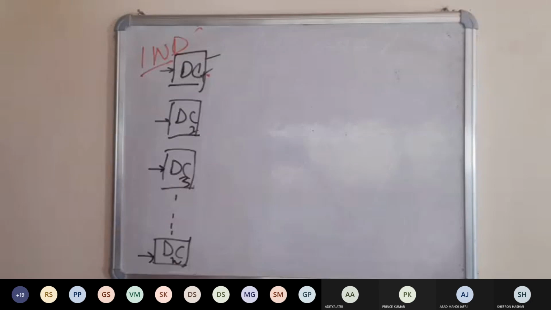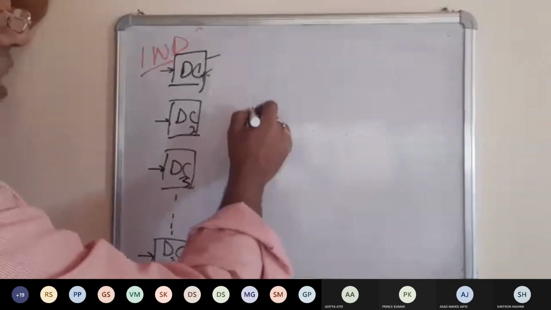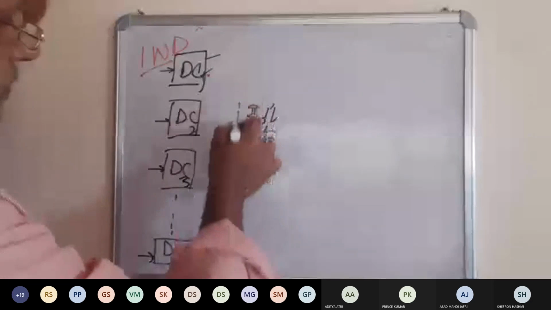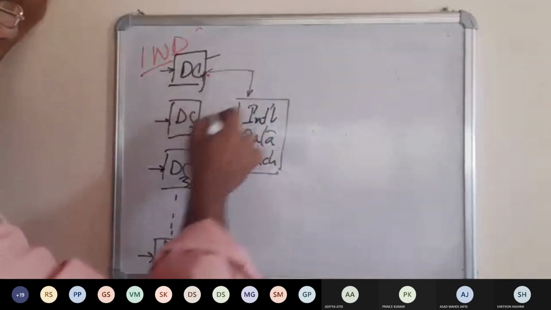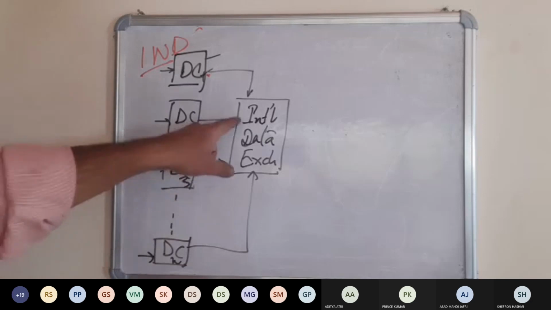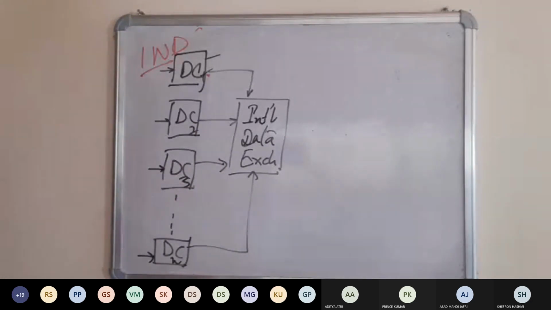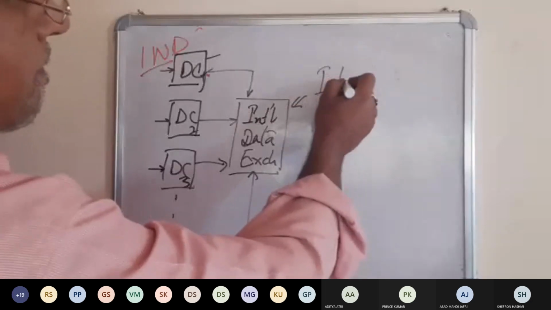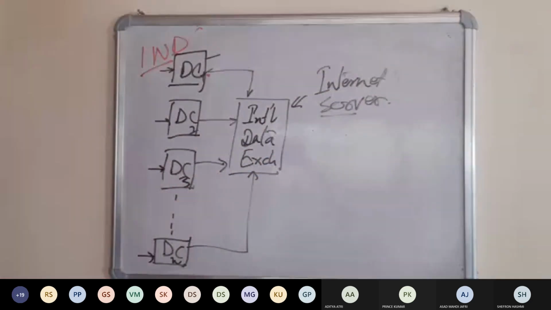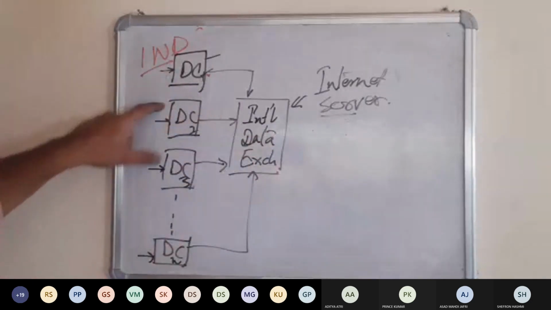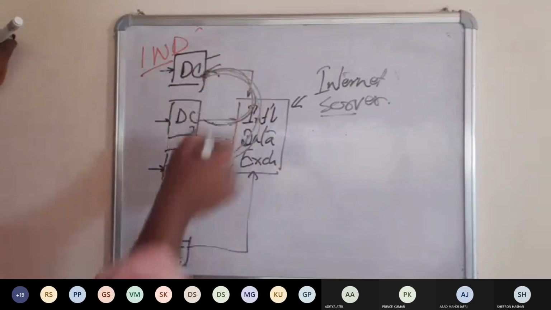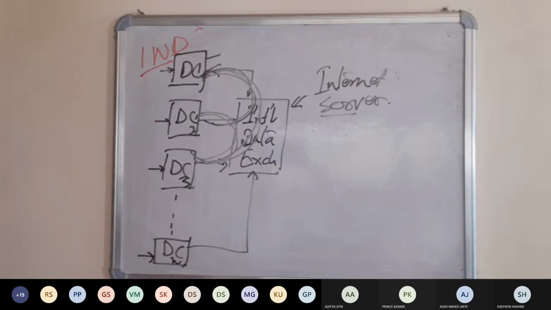All these data centers are connected to each other by something called the International Data Exchange. They are connected via the internet to each other through the International Data Exchange. It is nothing but an internet server. Through an internet server, all the data centers are connected with each other. This one can talk to this one, and this one can talk to that one. Each one of them is connected with each other.